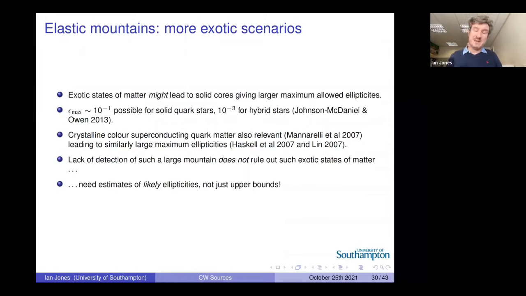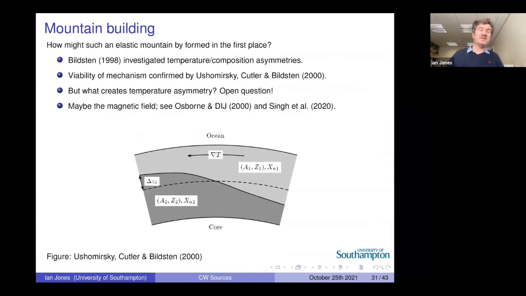So what we've got so far really are bounds that come from the microphysics, but they're not really estimates of the mountain sizes themselves. And that's a much more difficult problem to attack. And there haven't been an awfully many different ideas on this. There was an interesting suggestion from Bilston back in 1998 to do with temperature asymmetries. And it's sketched out in this little picture here.